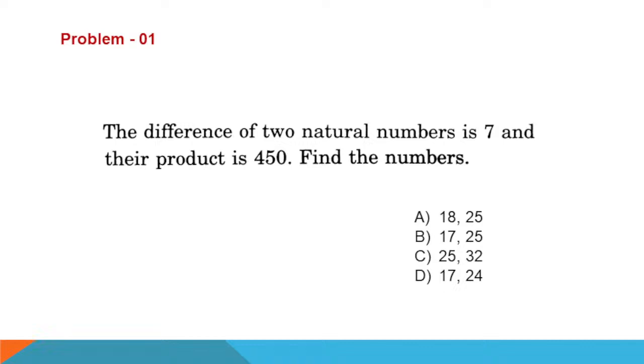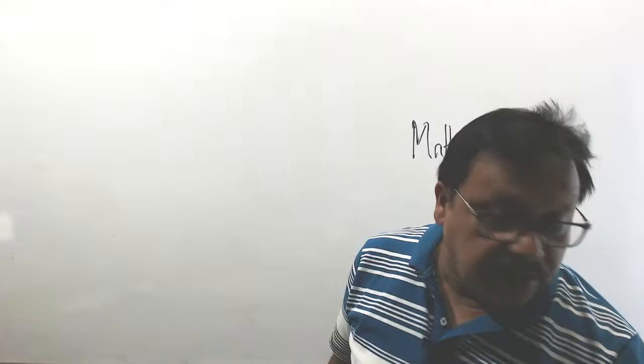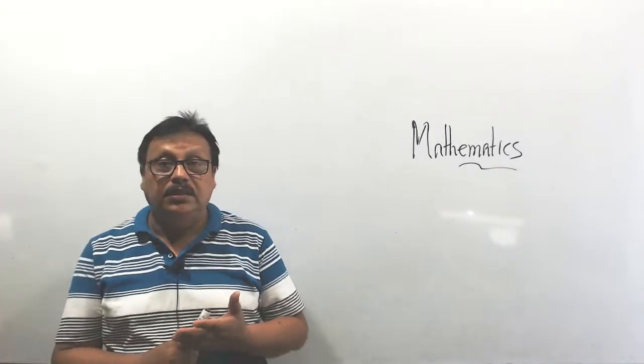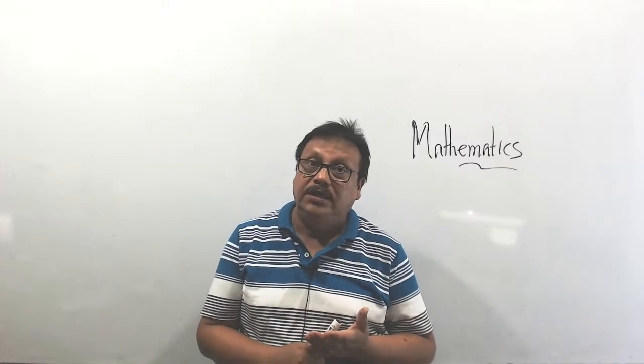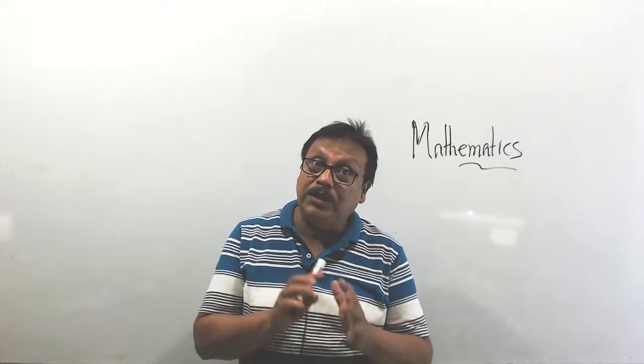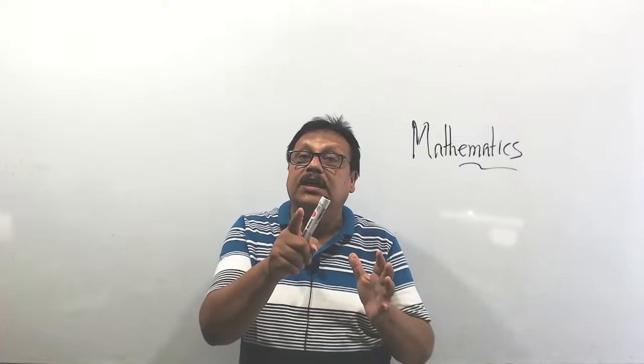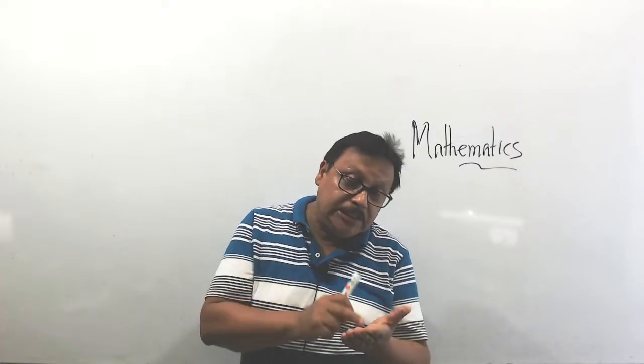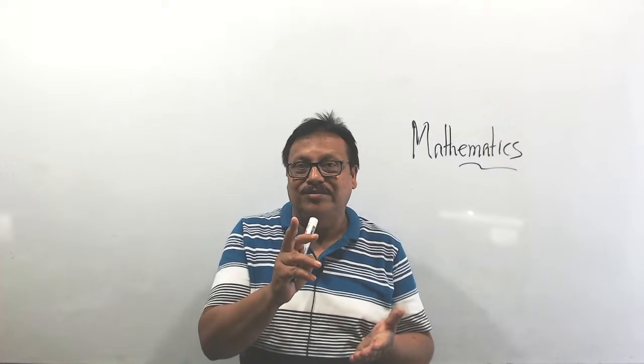What is the problem? First you read carefully. The difference of two natural numbers is 7 and their product is 450. You have to find the numbers. This is a very simple problem. First, we'll read carefully. Then what to find? Then we have to convert the story into algebraic expression, that is quadratic form. Then we will solve the unknowns.